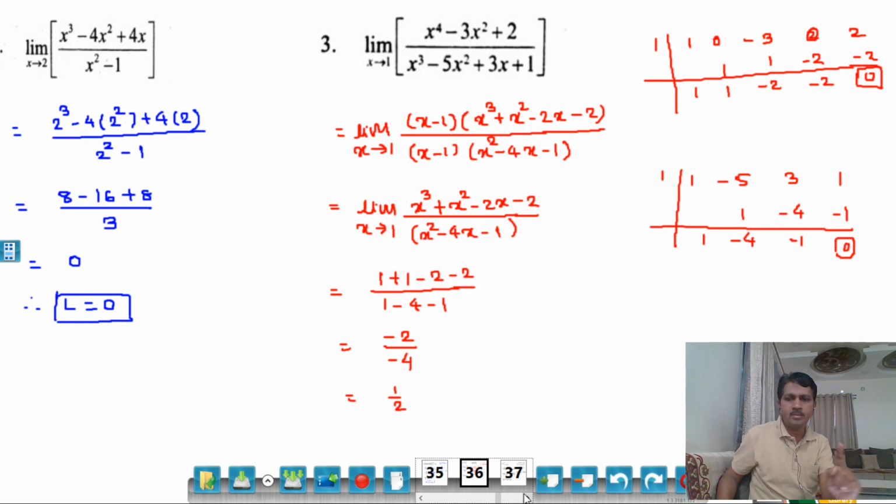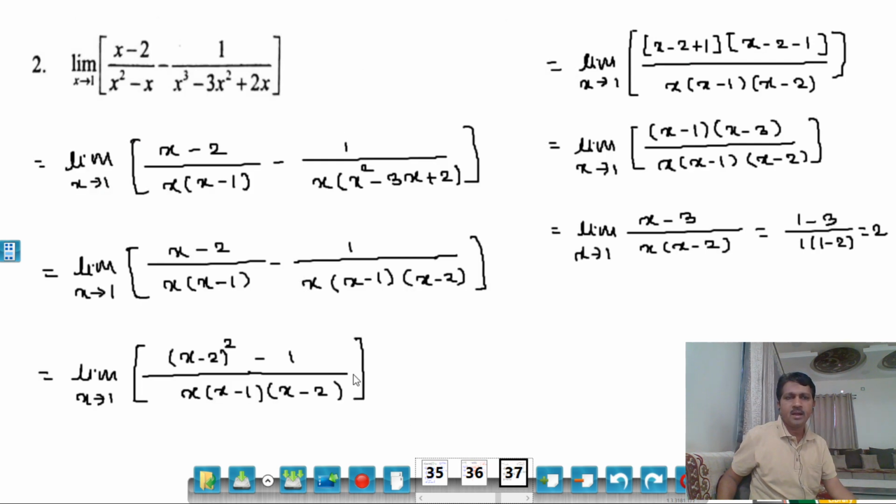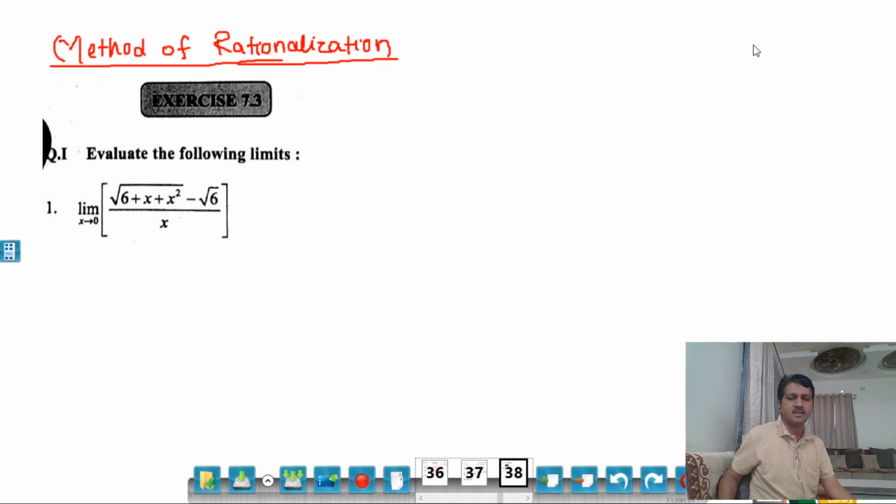Sorry, these are the problems from homework. I think I have shown different solutions. This was first and third, and this was the second solution whose answer is 2 there. Okay, so these are the problems from homework. I think I have shown some different solutions. This was the second one. Okay, let us move further for the rationalization.